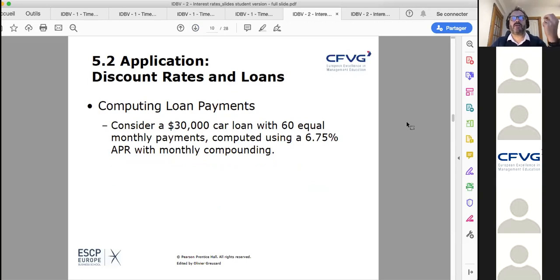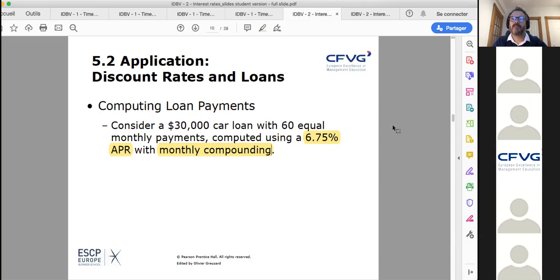So you consider a $30,000 car loan with 60 equal monthly payments computed using 6.75% APR with monthly compounding. Okay, so you see all the information which is provided. It is said that it's an APR. So you know that if you have monthly compounding, then you're going to divide 6.75 by 12. Okay, so first question, calculate the monthly APR. We're going to do exactly the same thing we did in Excel, so you can check you have well understood.